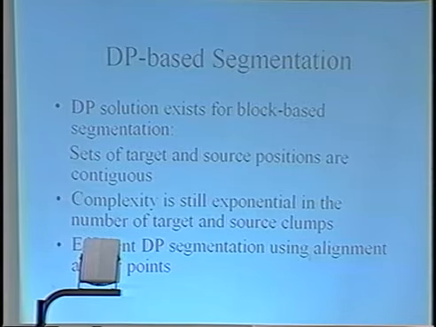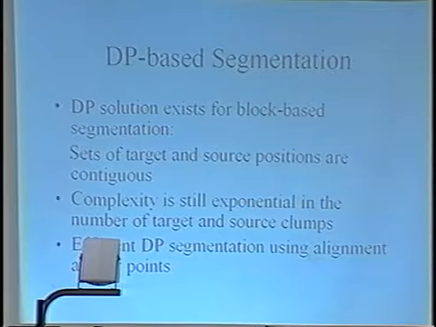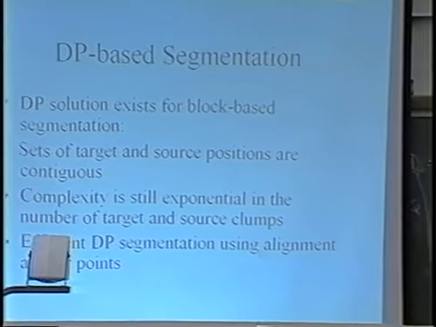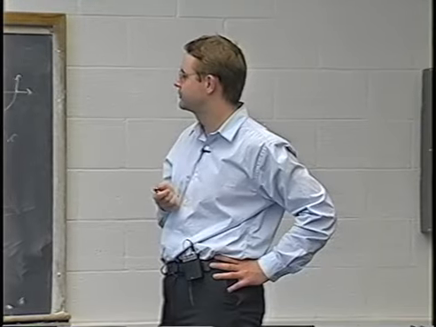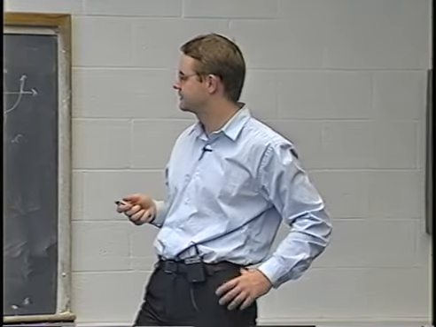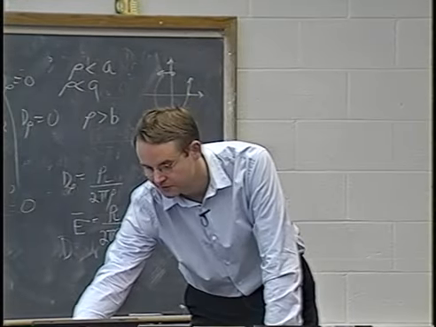So okay, the dynamic programming solution for these block-based translation models does exist if the target and source positions are contiguous. So there's still this block reordering problem, and I will show under which conditions an efficient dynamic programming segmentation algorithm exists using alignment anchor points.